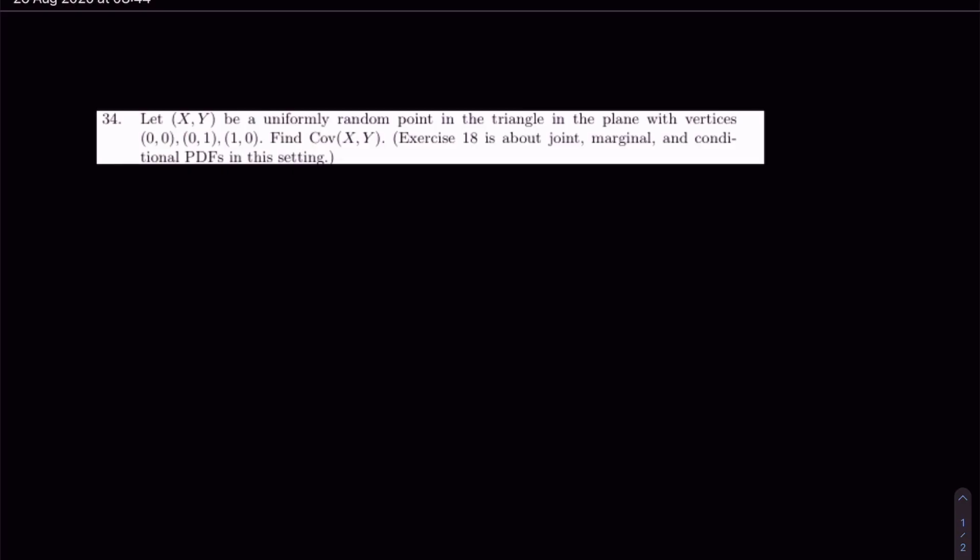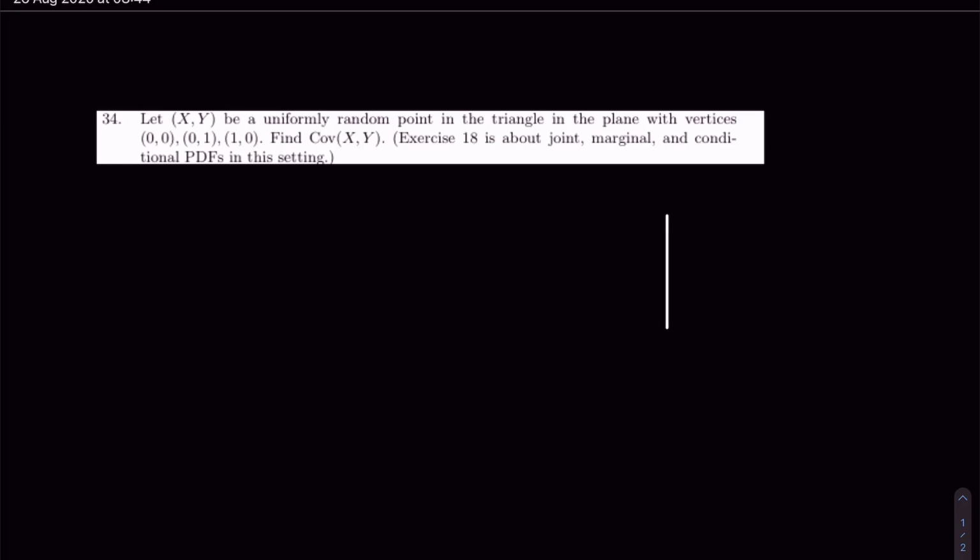Let x and y be a uniform random point in the triangle in the plane with vertices (0,0), (0,1), (1,0). And we are asked to find the covariance of x and y. Exercise 18 is about the joint, marginal and conditional PDF in this setting. So we could just look that up, or we try to find it again.